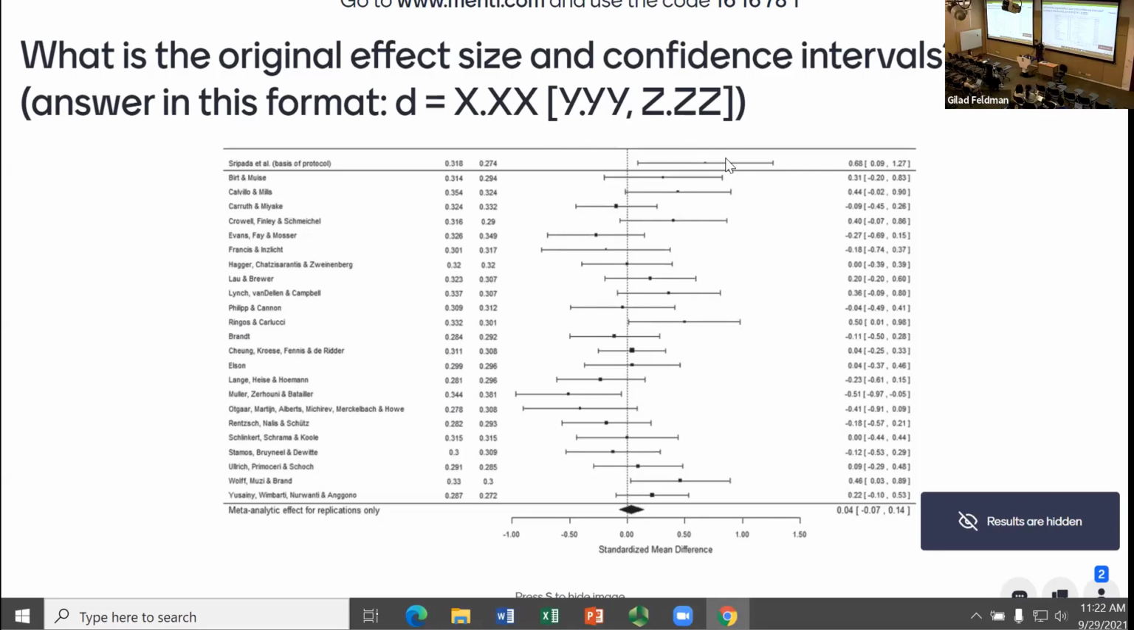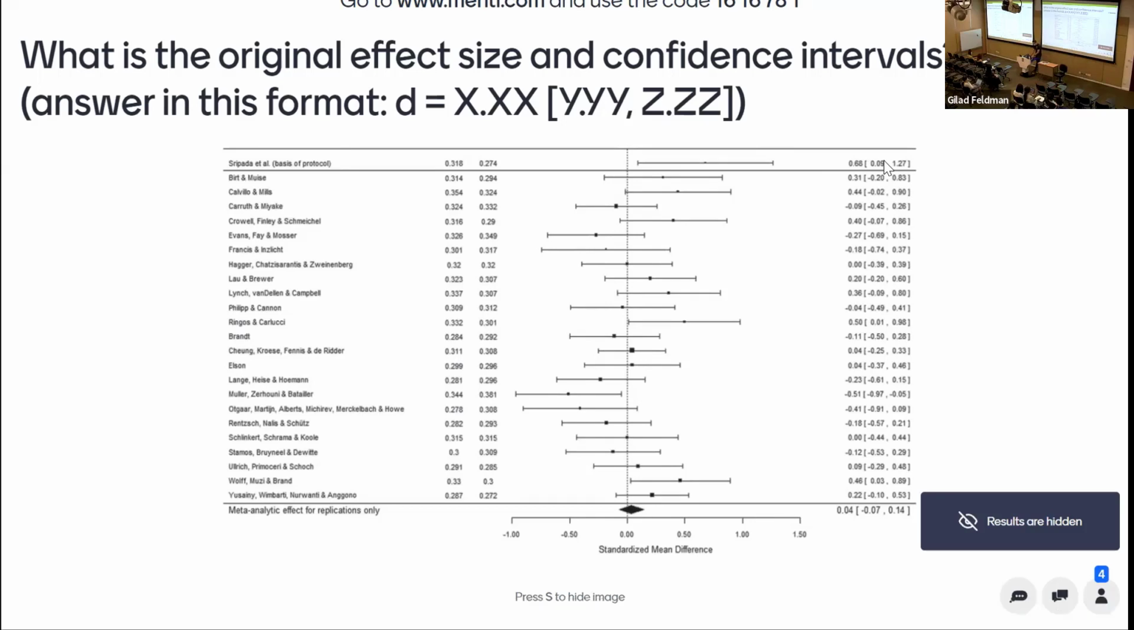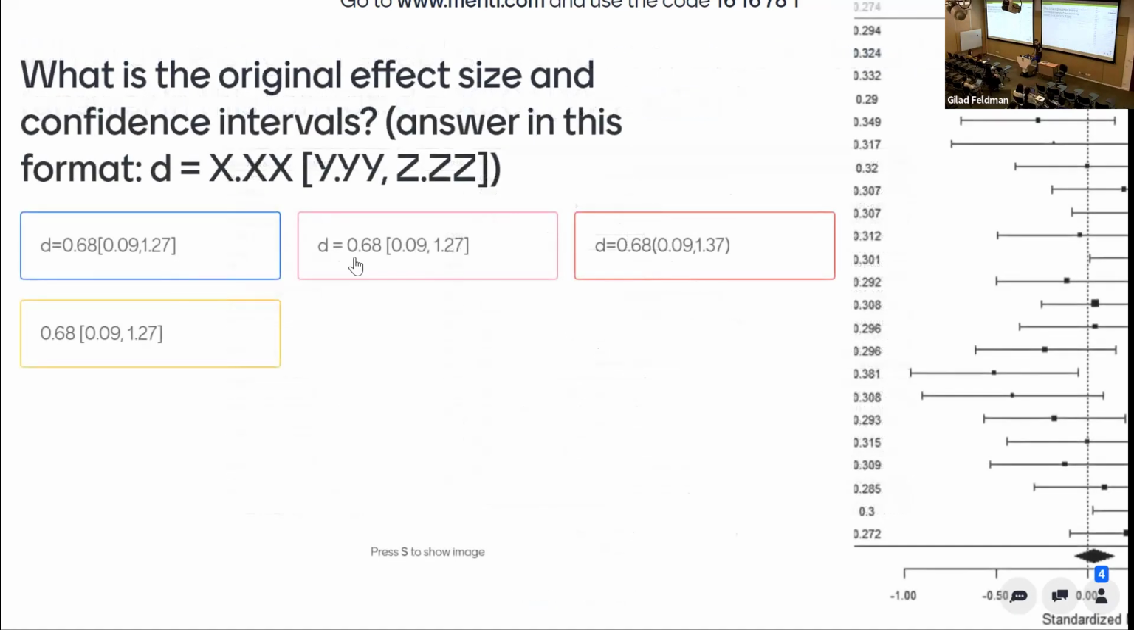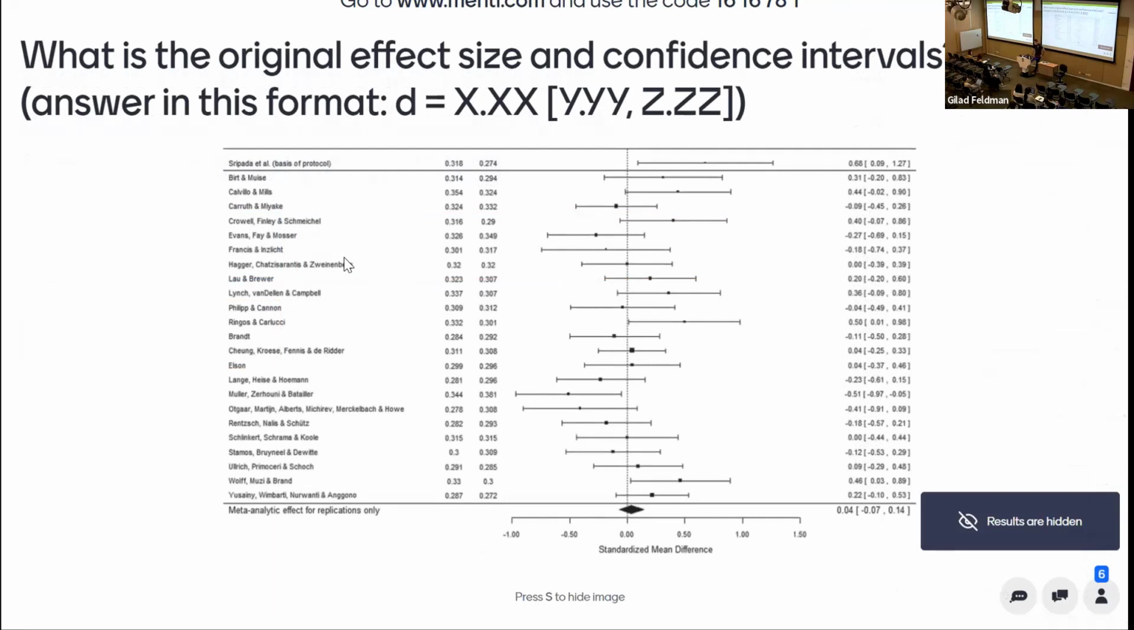And then we have these lines that represent the confidence intervals. We have also this dotted line in the middle, which is the null effect, so 0. And we see that these confidence intervals do not overlap with the 0. And then over here on the right, we actually have the actual number of the effect size and the lower confidence interval and the higher confidence interval. Right? So if we look at your responses, all of you got this correctly. So we have 0.68 with confidence intervals of 0.09 and 1.27.